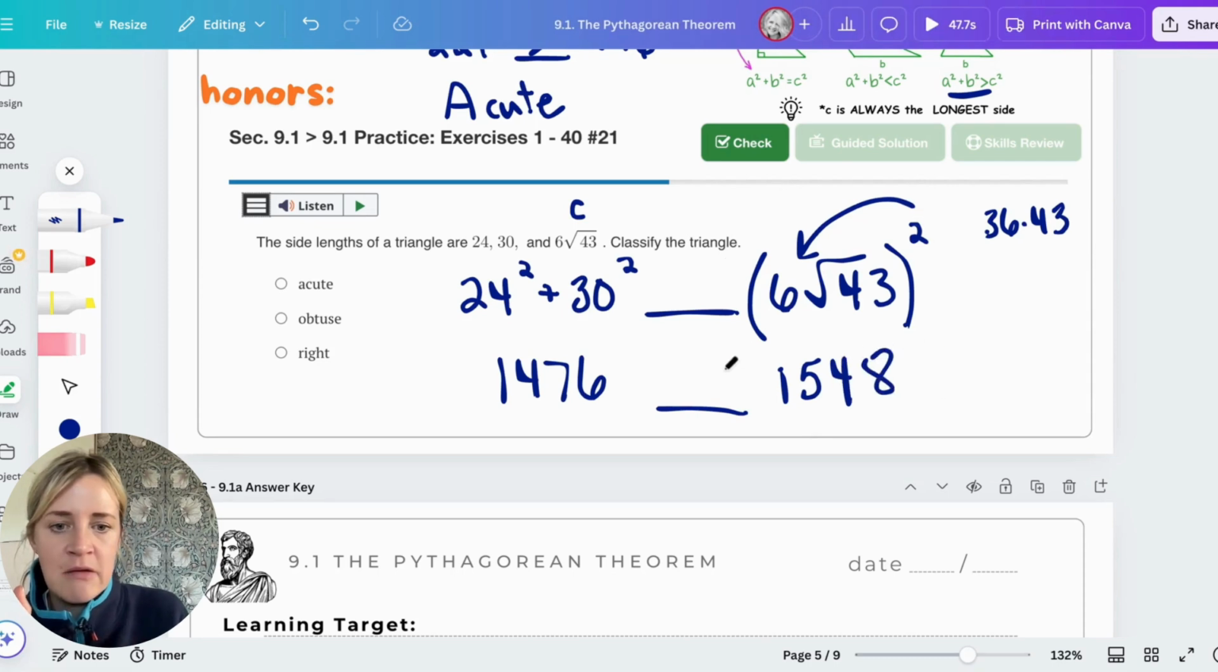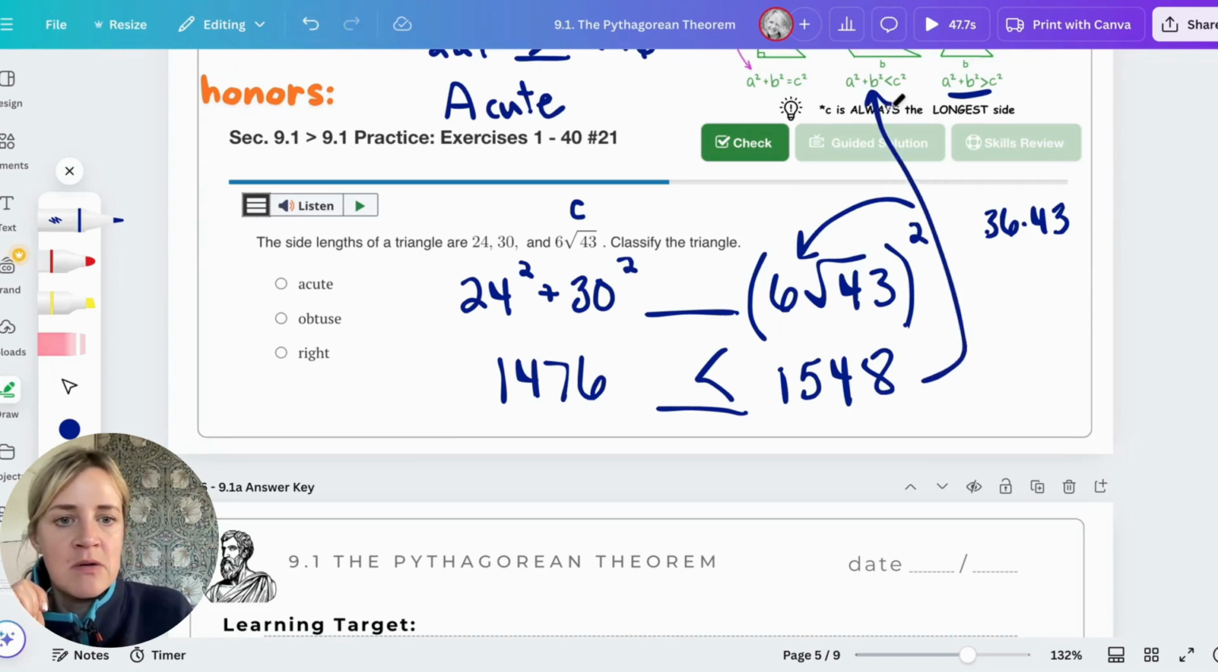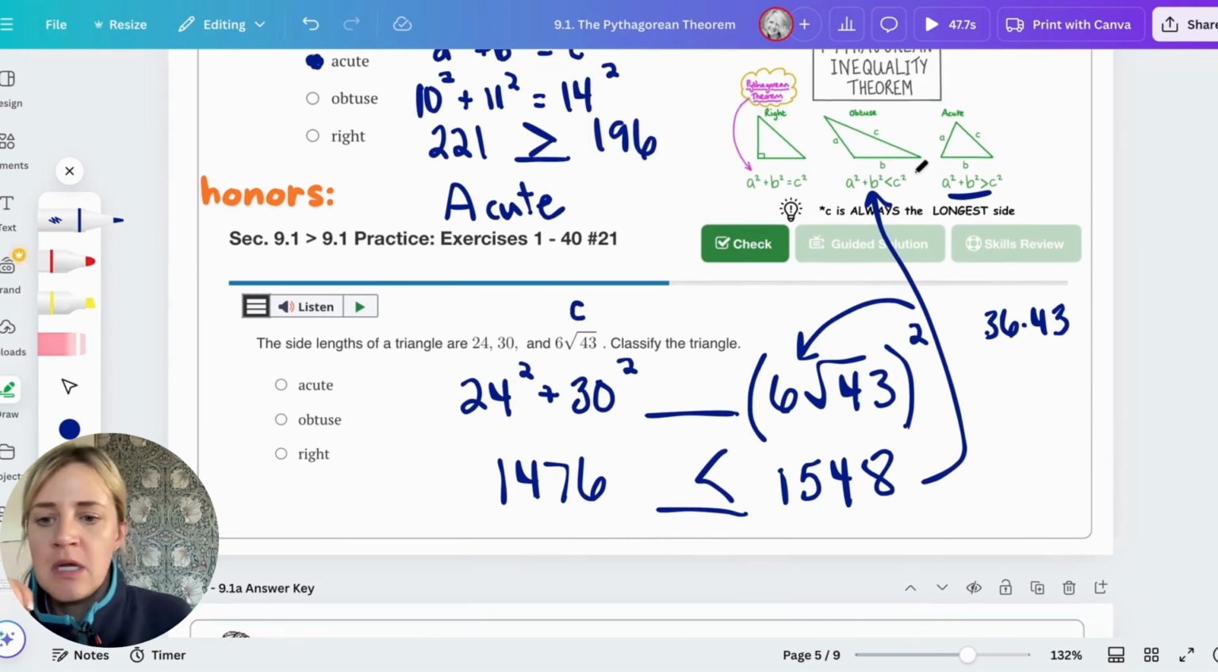Okay, and look at that. The alligator's mouth is going to eat the right side. So the alligator's mouth eats the c squared. That would be like this one here, which was an obtuse triangle.